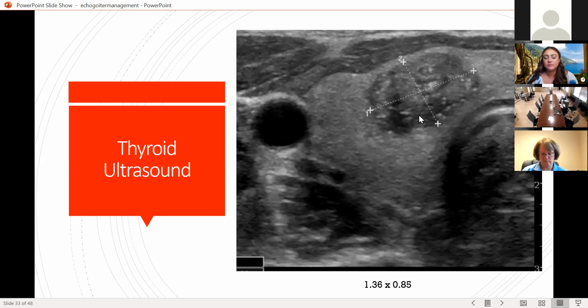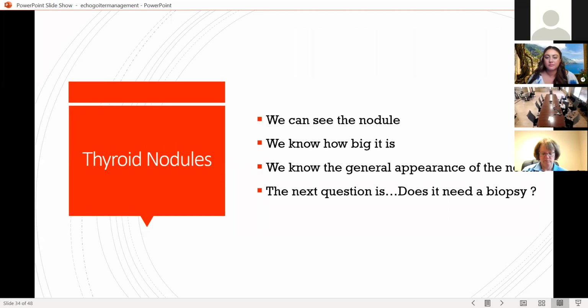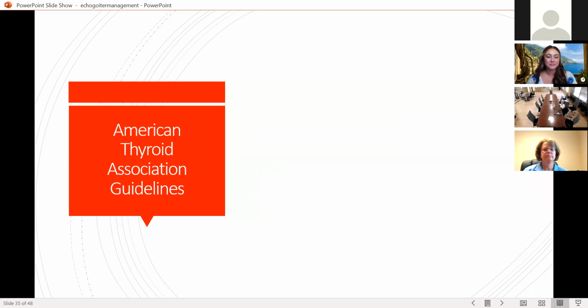So how do we know, does that have cancer in it or not? Should we biopsy that or not? The measurements at the bottom, it's 1.36 centimeters by 0.85 centimeters. Next slide. So we see that nodule and it's described at the bottom of the radiology report. We know how big it is and we looked at the general appearance of that nodule. It was a little bit darker gray than the surrounding area, etc. So the next question is, does it in fact need a biopsy? Next slide. Okay, so how do we know?